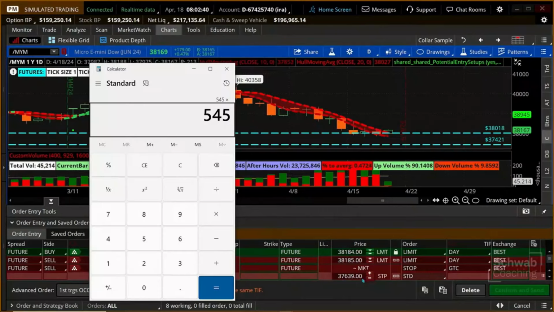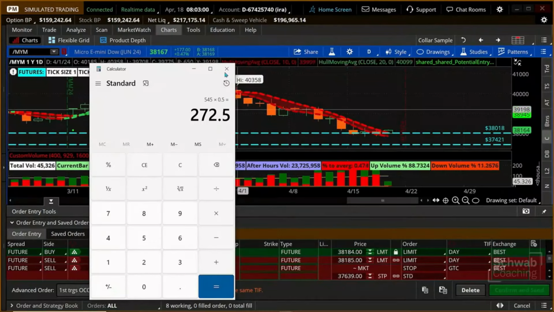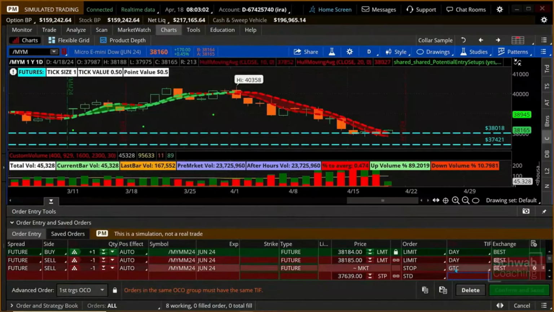This is the price to sell, but it doesn't mean that's what it's filled at. Okay. Now, I'm going to take that number times 50 cents. And when we do that, we get 272.50. That's the downside forecasted loss. I say forecasted because we don't know what the fill is going to be. Now, the upside target, we're going to make that GTC.